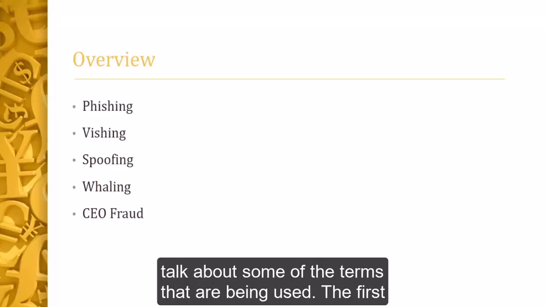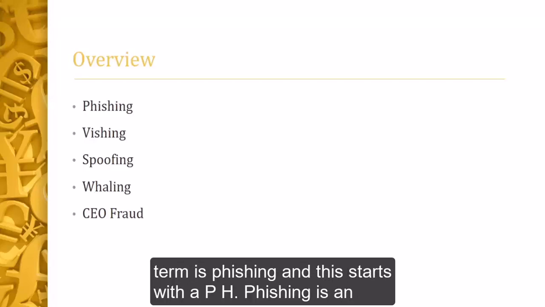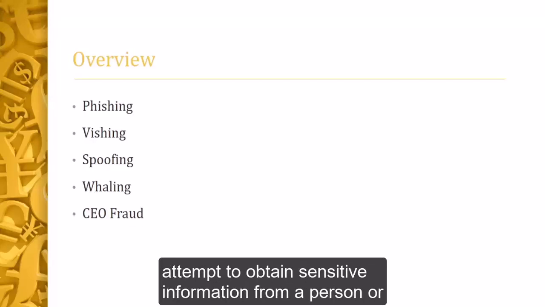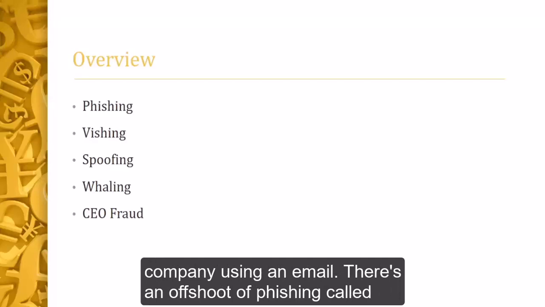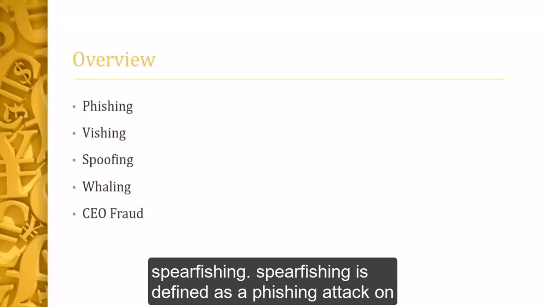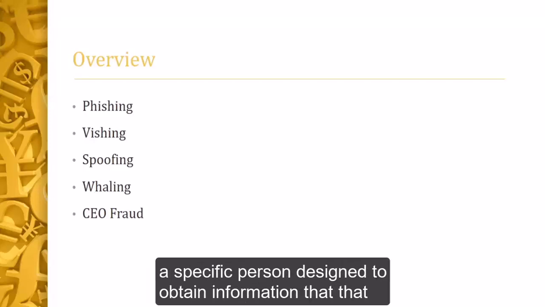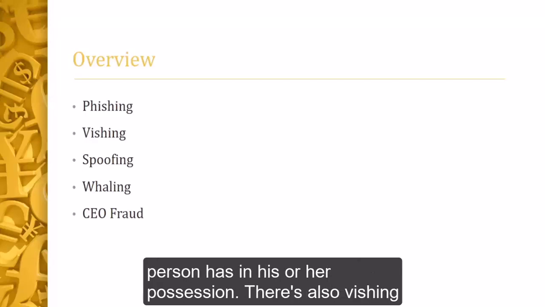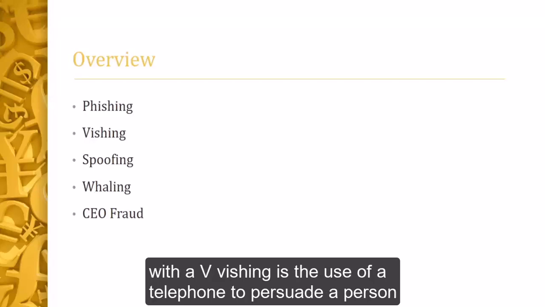Before we begin, let's talk about some of the terms that are being used. The first term is phishing, and this starts with a PH. Phishing is an attempt to obtain sensitive information from a person or company using an email. There's an offshoot of phishing called spear-phishing. Spear-phishing is defined as a phishing attack on a specific person designed to obtain information that that person has in his or her possession. There's also vishing with a V.